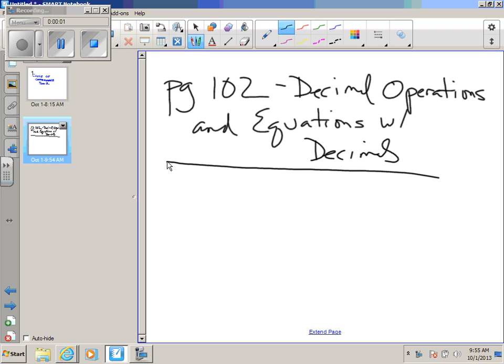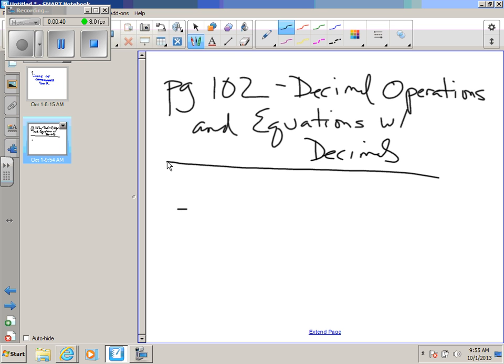Decimal operations and equations with decimals. Essentially what we'll be doing today is a combination of what we've been doing for the last couple of lessons. Now they're going to incorporate decimals. So we'll see some addition and subtraction equations, and some multiplication and division equations, but we'll just have decimals in there instead. So it's really not that much different, but you know how you tend to get with decimals running high.